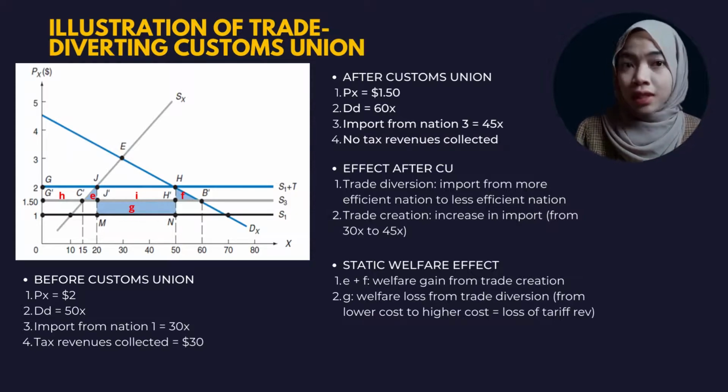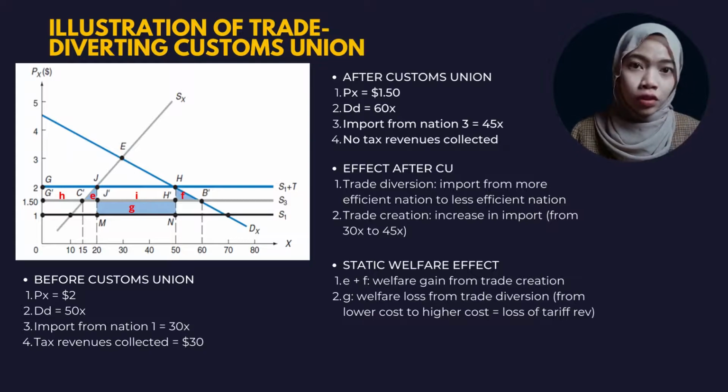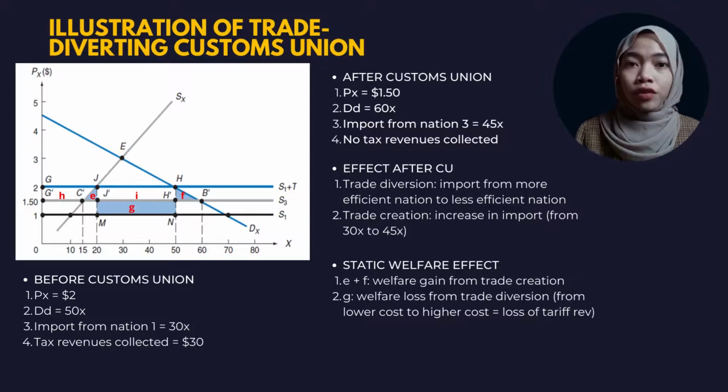After joining the customs union, nation 2 now forms a customs union with nation 3 only, which removes the tariff on imports from nation 3 only. Nation 2 finds it cheaper to import commodity X from nation 3 at $1.50. At $1.50, nation 2 consumes 60X with 50X produced domestically and 45X imported from nation 3. In this case, nation 2 collects no tariff revenue.